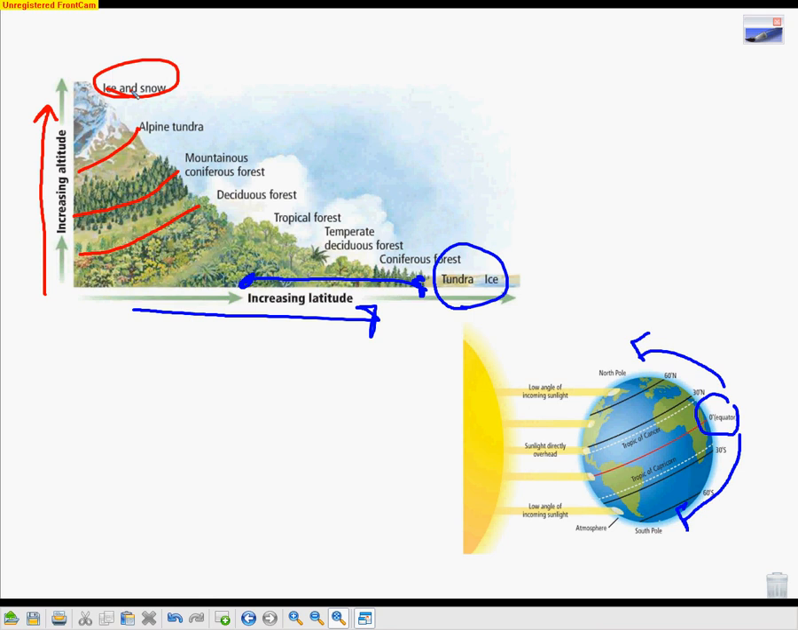So that's just my short introduction to your biomes. We're going to learn a lot more about the specifics of each of these, but I wanted you to have this background information.